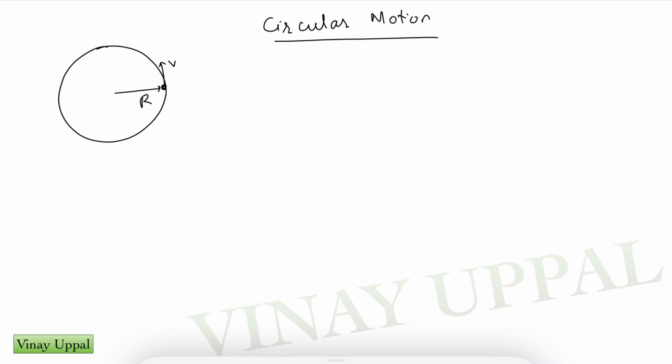One is what we call the tangential component, and one is towards the center, which I'm referring to as the normal component, also known as the centripetal acceleration. The tangential component is nothing but dv by dt, and the normal component is equal to v squared by r. So these are the two components of the acceleration of a particle in circular motion.